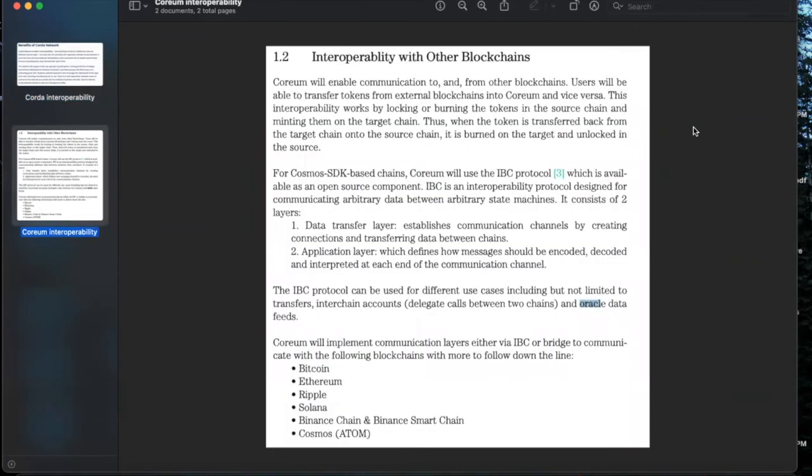And regarding interoperability on Coreum, on their white paper, it says Coreum will enable communication to and from other blockchains.